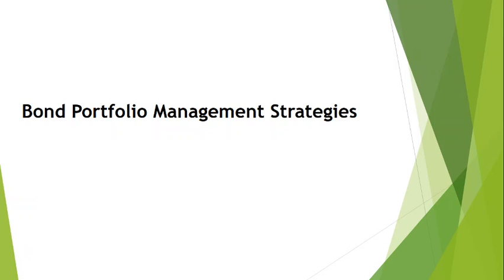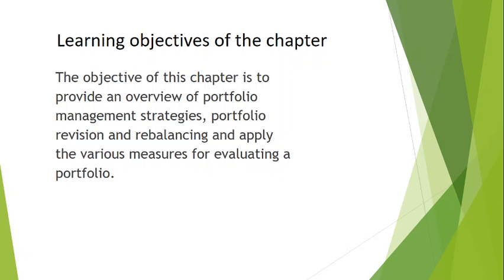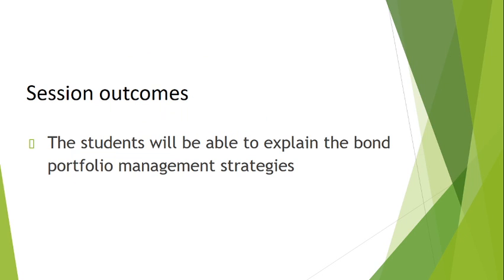Before going to discuss this particular topic, let us know which concepts we discussed in the last class. We discussed the bond portfolio management strategies, an introduction part, in the previous class. The main learning objective of this chapter is to provide an overview of portfolio management strategies, portfolio revision and rebalancing, and apply the various measures for evaluating a portfolio. After attending this session, the students will be able to explain and understand the bond portfolio management strategies.